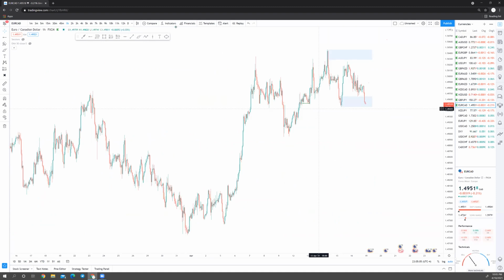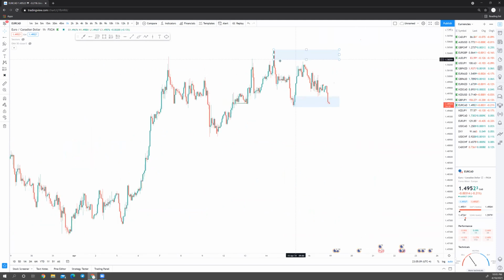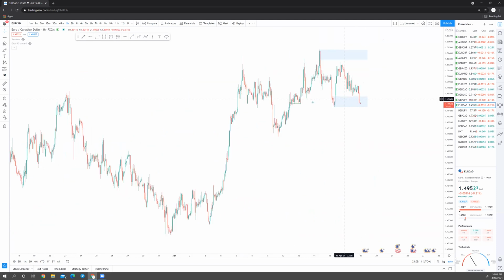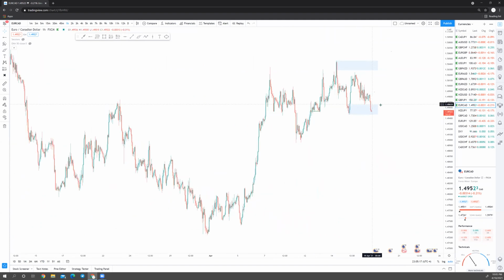Euro CAD, bit of a tricky spot, but if it respects here and breaks structure, it's going to continue up into this level and then short off. I think that it is going to go short, to be quite honest with you guys. But if it respects here, breaks structure, you can take it long into this level and then short it off down into this, which is just a general point of interest in the market. So you could take it all the way down here. So that's what we are looking at.